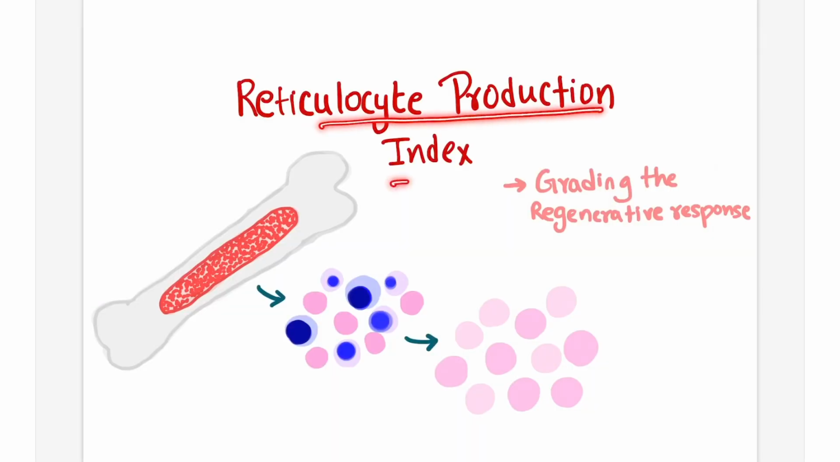Reticulocyte production index. The reticulocyte production index is an important calculation that every one of you should know to grade the regenerative response. A regenerative response is the time taken by the bone marrow to compensate for anemia by producing and releasing immature erythrocytes into the circulation.